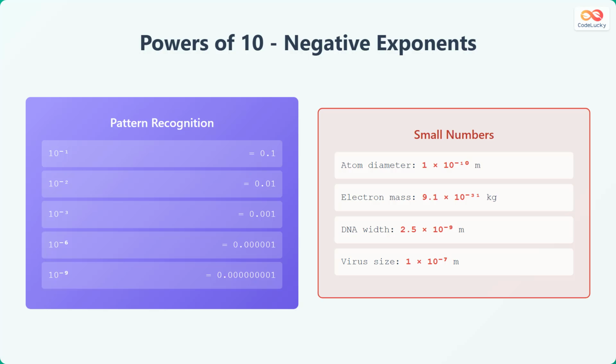Here are a few examples of small numbers expressed in scientific notation. The diameter of an atom is about 1 times 10 to the power of -10 meters. The mass of an electron is approximately 9.1 times 10 to the power of -31 kilograms. The width of a DNA molecule is about 2.5 times 10 to the power of -9 meters. And the size of a virus is about 1 times 10 to the power of -7 meters.